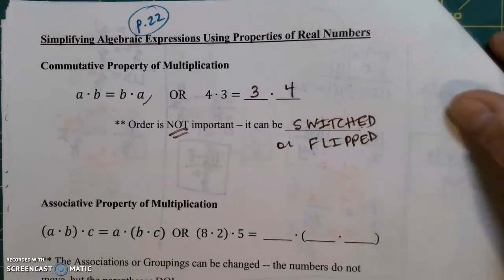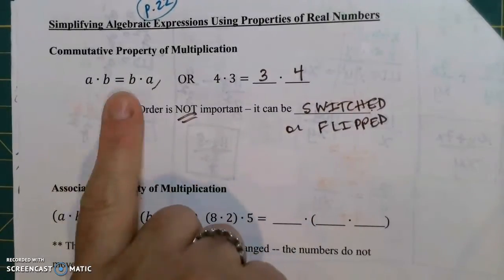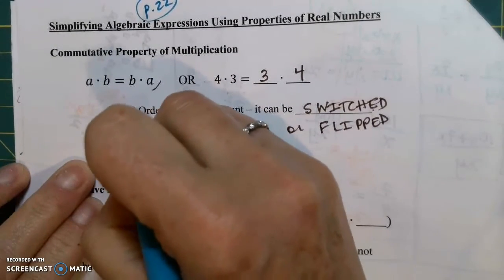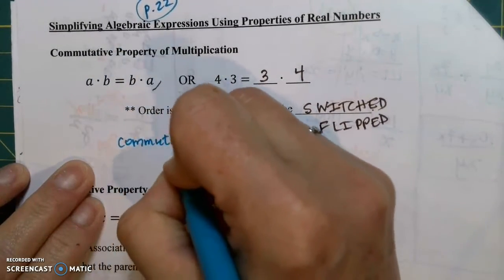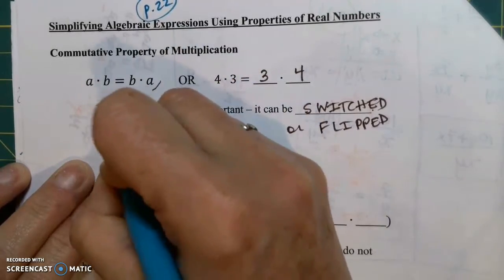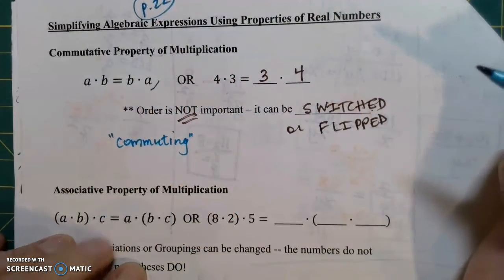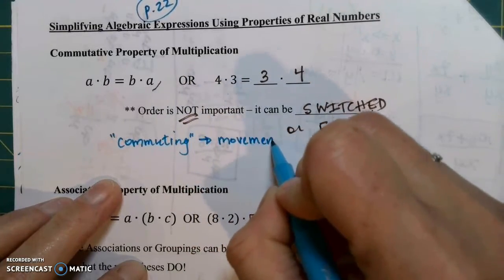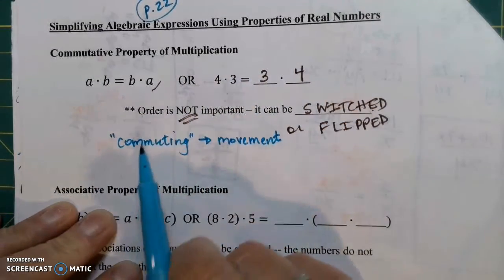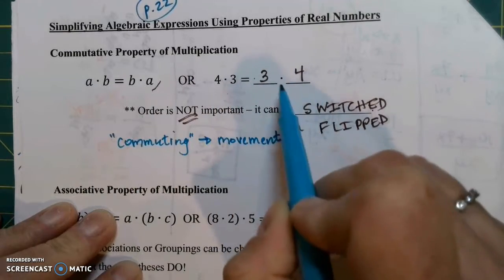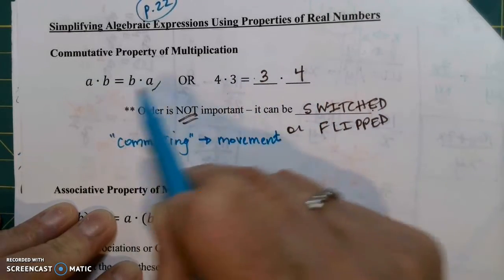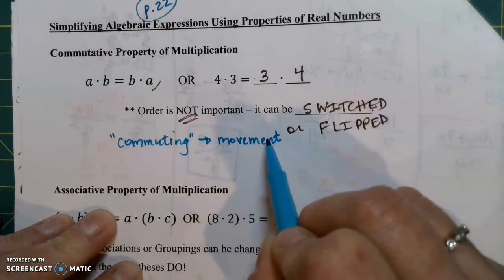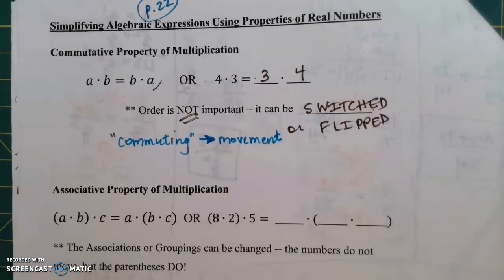Now, with the commutative property, if you think about commuting, some of you have to commute to campus or work, not for this class, but things like that. Commuting means there's some sort of movement involved. And that's what's happening here, right? We are interchanging the order of these. The numbers move. The variables move their order. So the commutative property, we're going to have movement with those values that we're looking at.